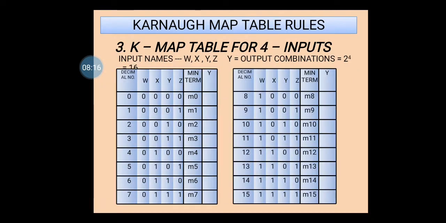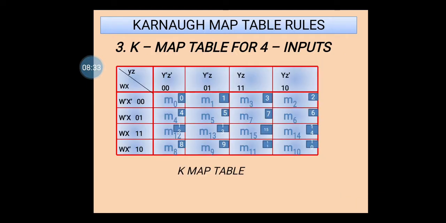Now we will check the 4 input K-map. The very first thing you should know is the truth table for 4 inputs. So W, X, Y, Z I have taken. These are the 4 inputs. And this is the truth table. Now we will check the K-map table. And you can see here.